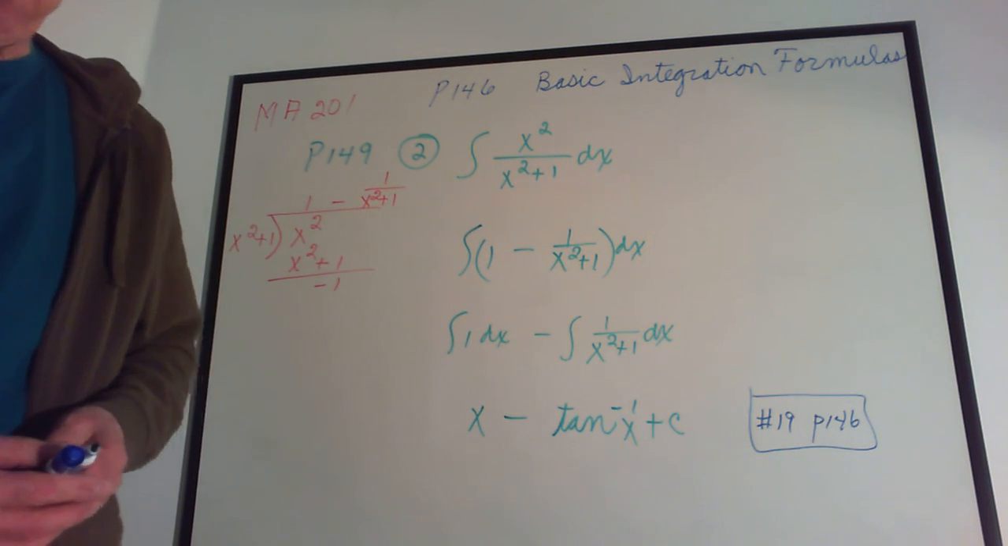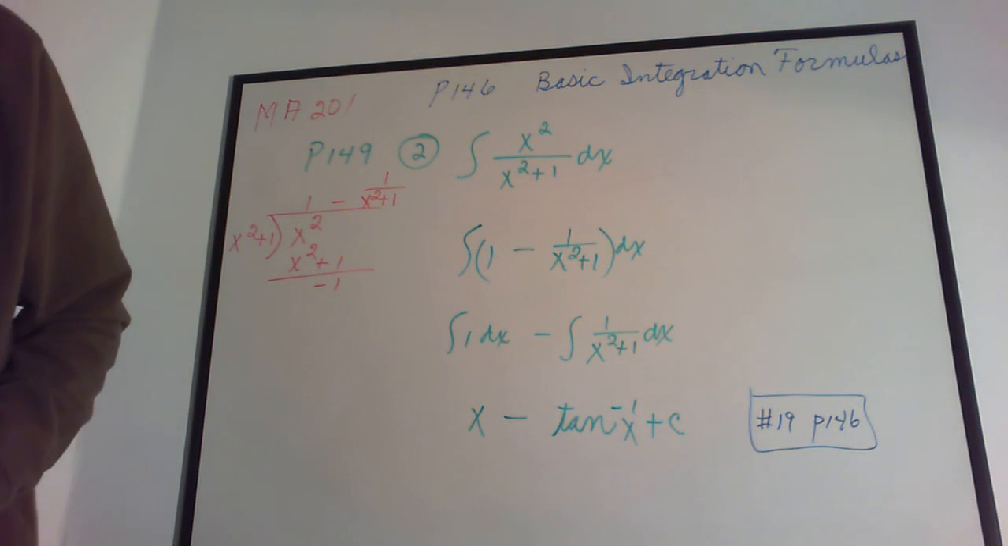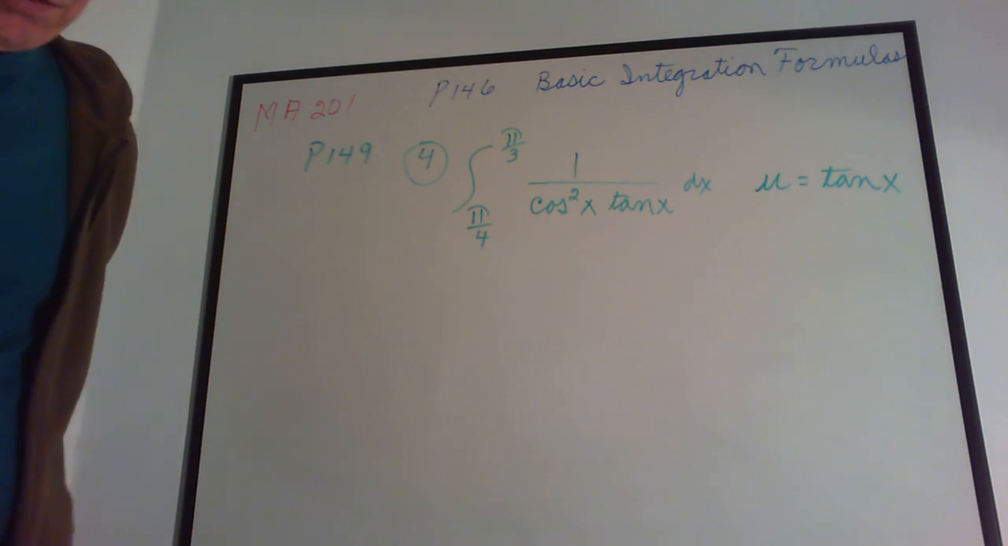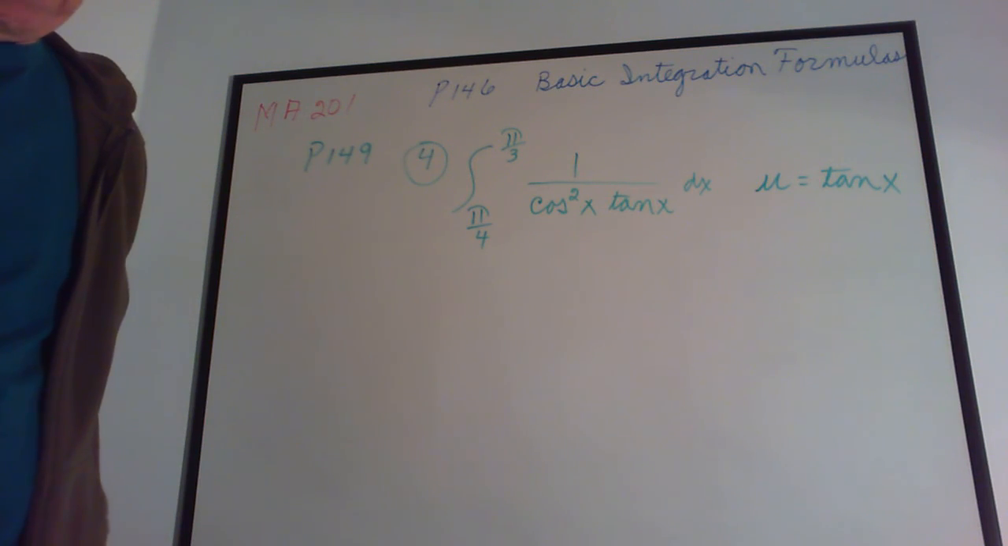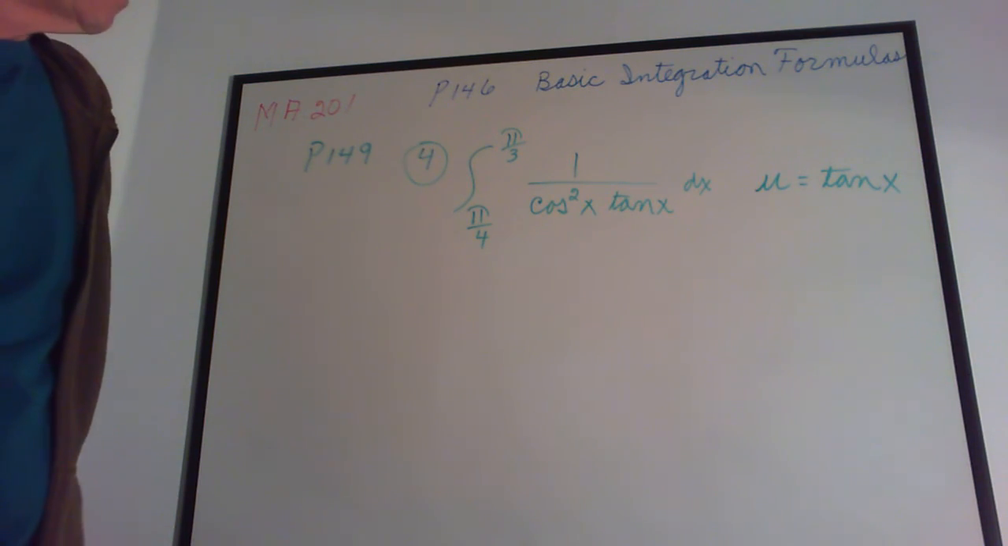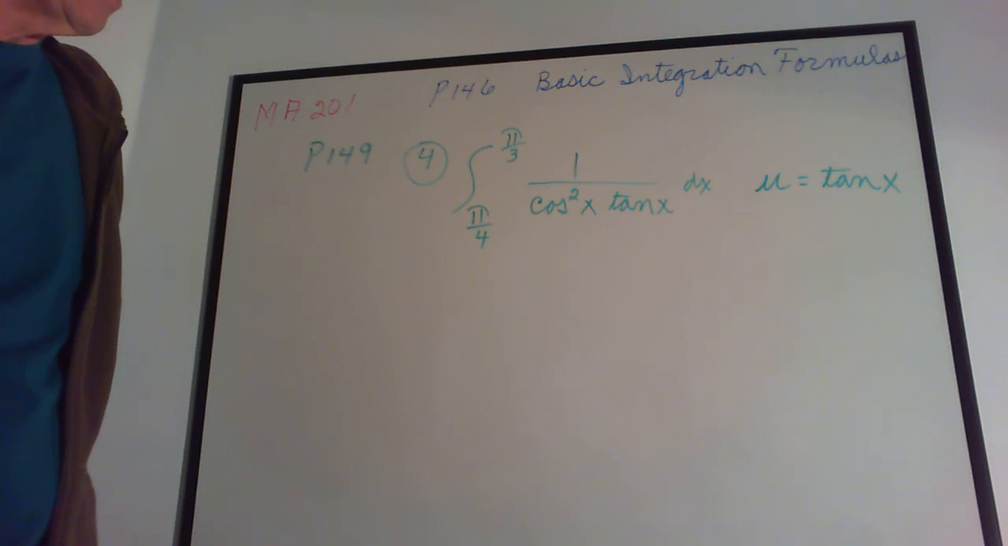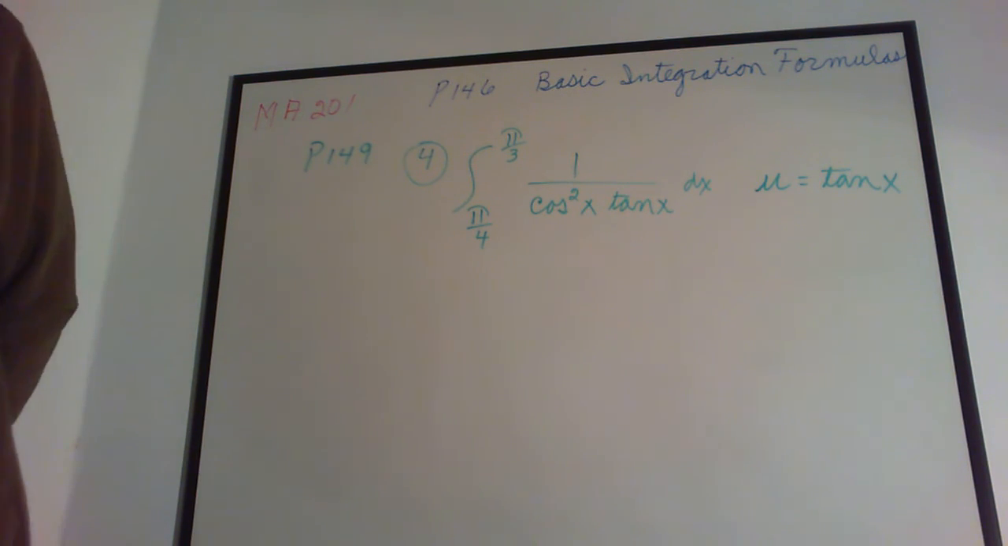Take a look at number 4. Give it a try. First thing you want to do is substitute u in for tangent of x. So go ahead and do that. Find out what du dx is. Do that as your next step.